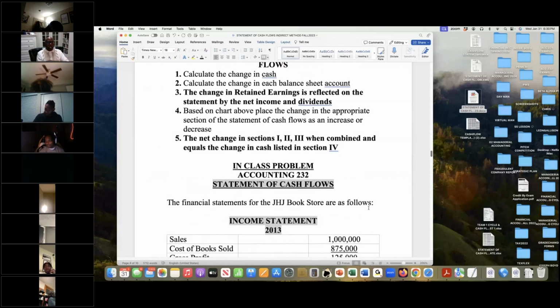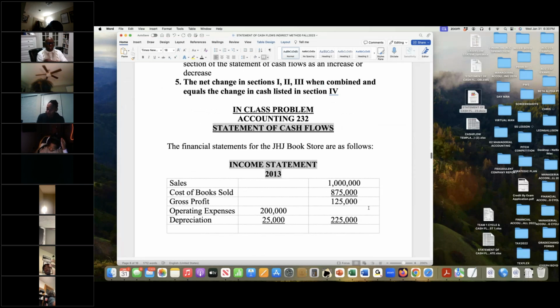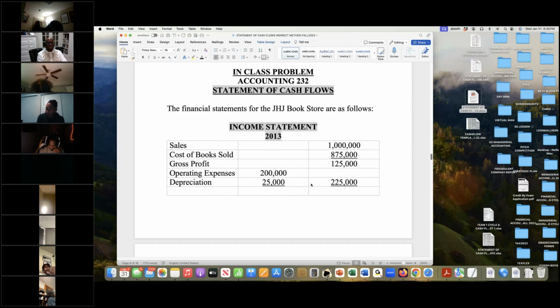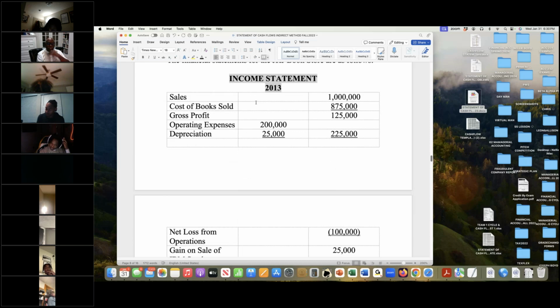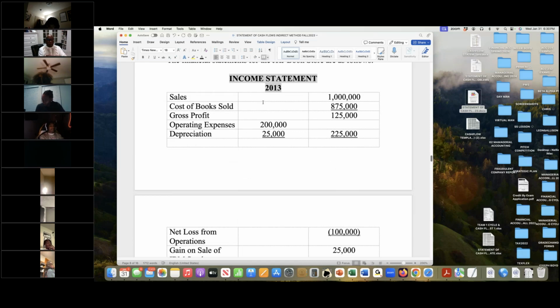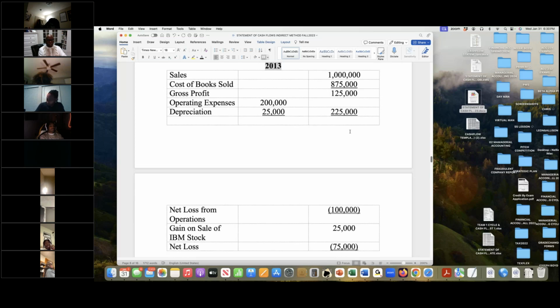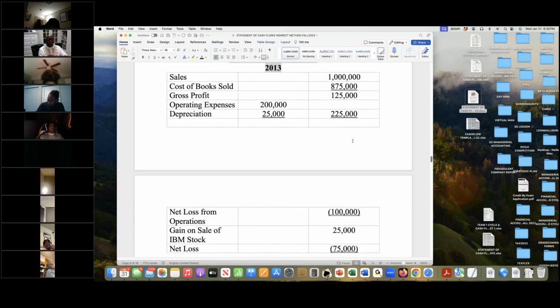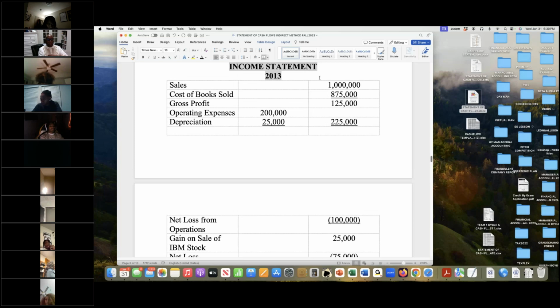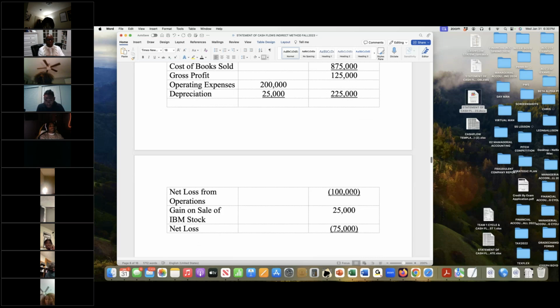So let's see how we do that in terms of a problem. And we have this in-class problem here. So we have the income statement. You have to know how to do an income statement because we're going to use these statements to prepare the statement of cash flow. This income statement says that we had sales, cost of sales, gross profit 125. We had operating expense, depreciation 225. We had a net loss. We sold some IBM stock, so our loss was 75,000.